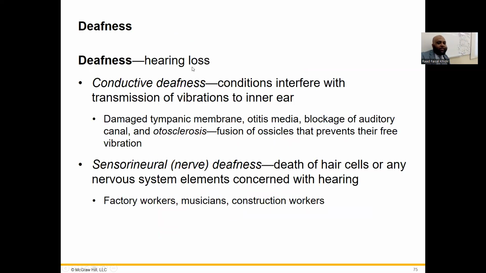So deafness is hearing loss. There's conductive deafness, which is conditions that interfere with the transmission of the vibration. So conductive deafness, from the name, we are deaf because there is a failure in conducting the sound. That is curable. You can restore the ability to conduct or better enhance the transfer and the conduction of sound by putting on a hearing aid.